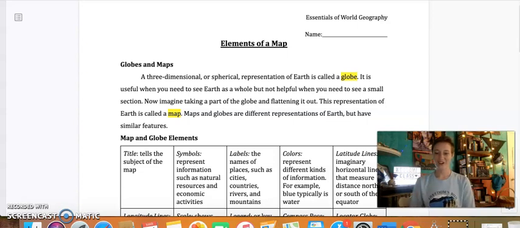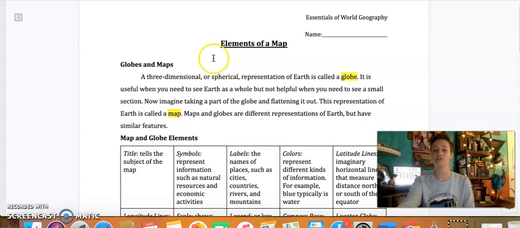Hey guys. Alright, so we have done the 5 themes of geography, and now elements of a map, map making, understanding maps. We love maps, as much as I know you guys hate doing them. They are important for you. So we're going to get started on the elements of a map, right?